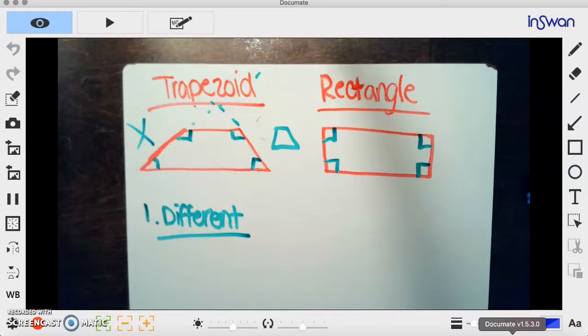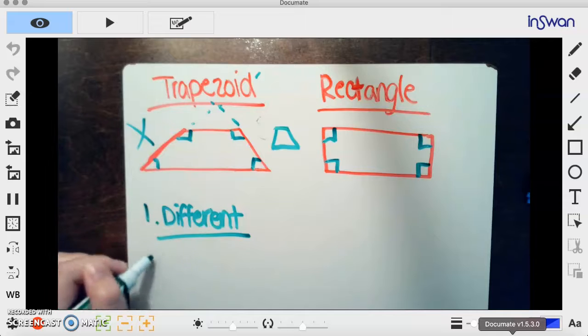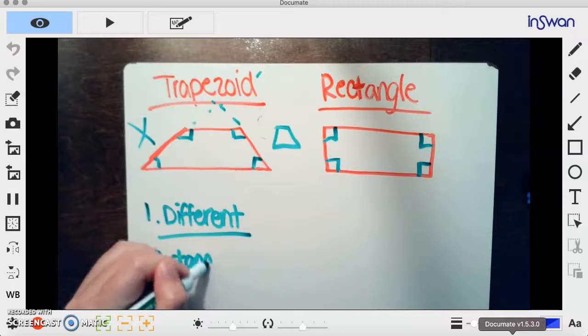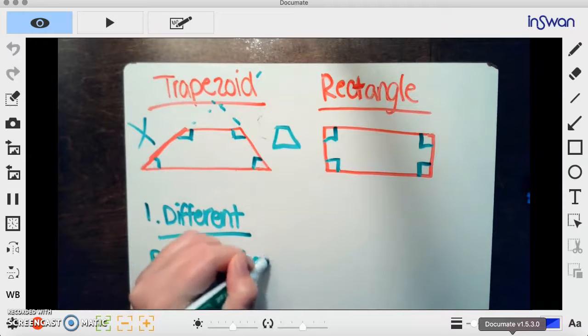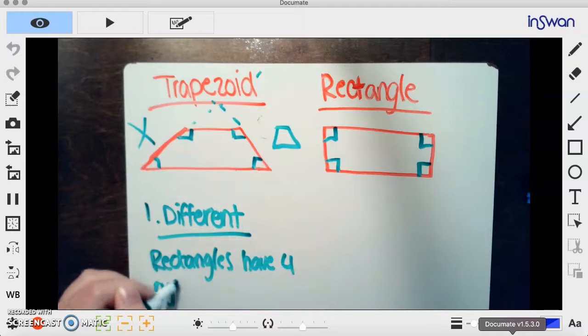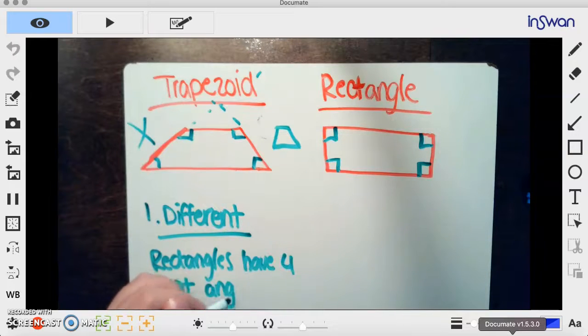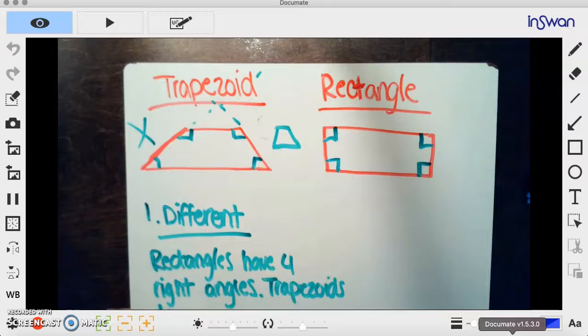So the difference between these is rectangles have 4 right angles and trapezoids do not. So that's the difference. But even though these shapes are different, they still have similarities between them. They have things that make them alike.